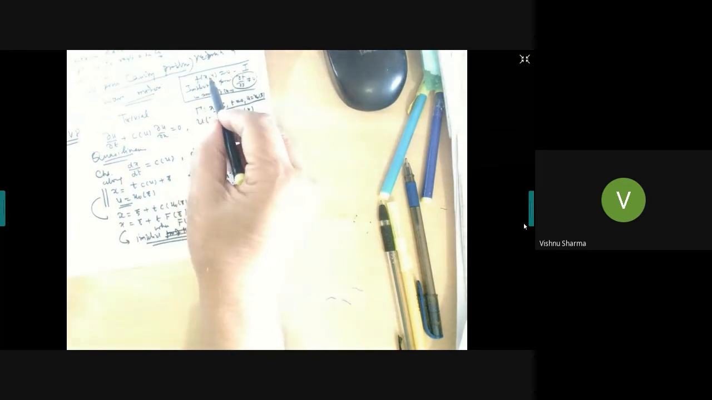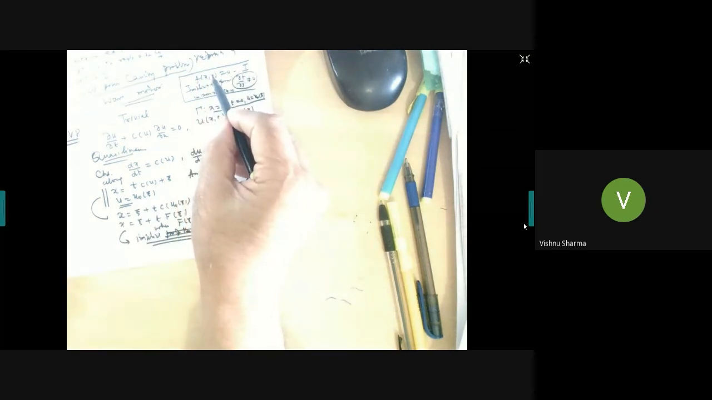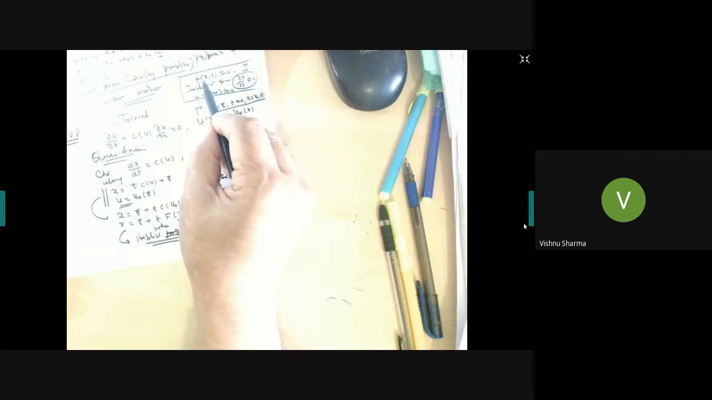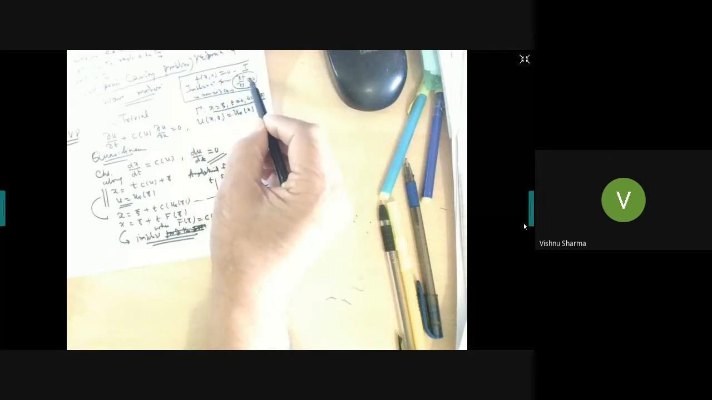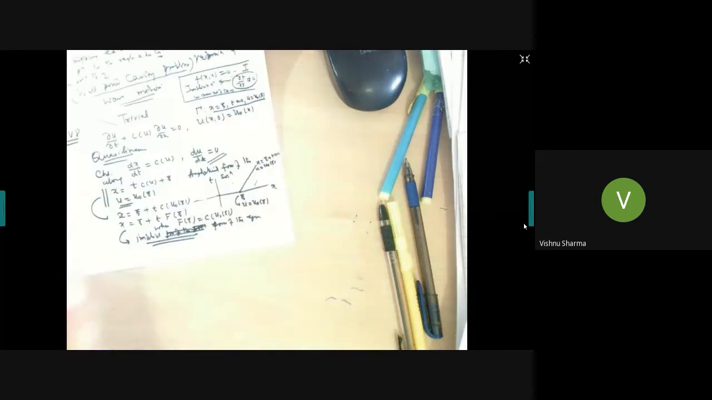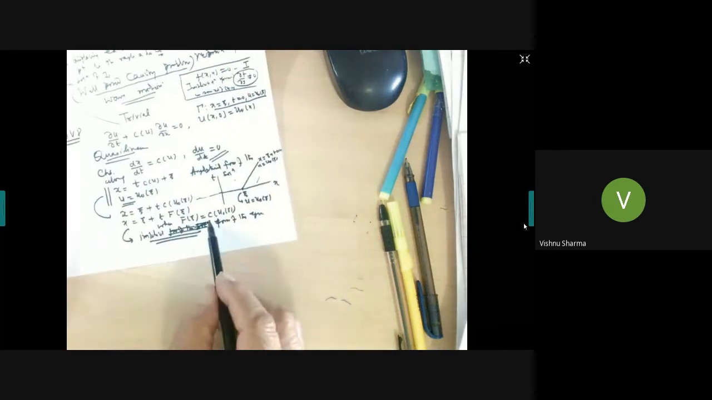So similarly, here also, y can be expressed as a function of x, provided dy f, dy y not equal to 0. This is the implicit function theorem, and that is applicable here.